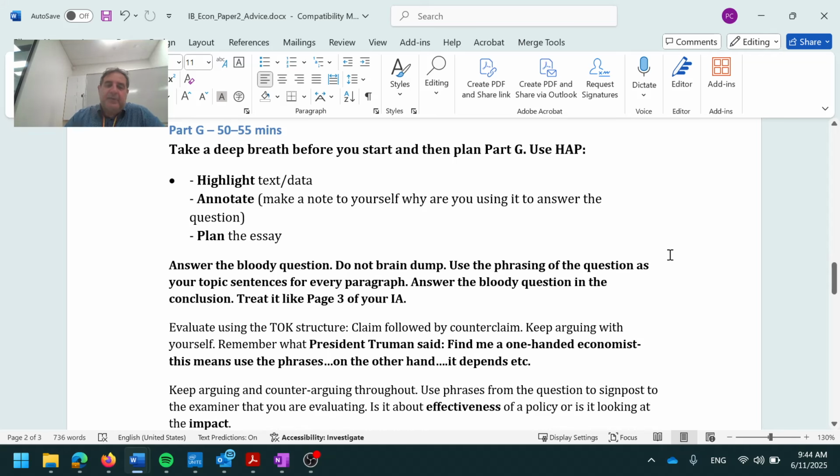We suggest you use the top structure. So your paragraphs should have a theme, and whether that theme is stakeholders, whether that theme is the time dimension, always have a theme and then have a claim and a counterclaim within that same paragraph, right?